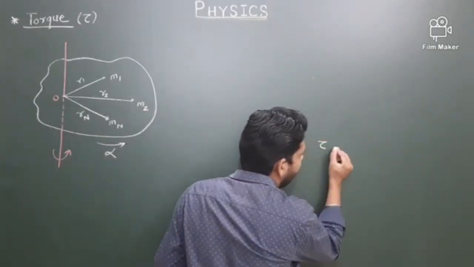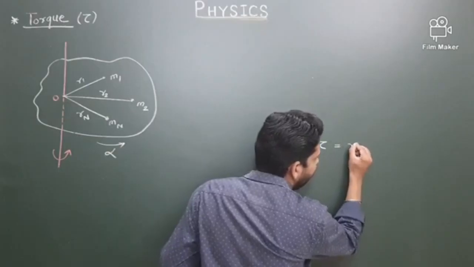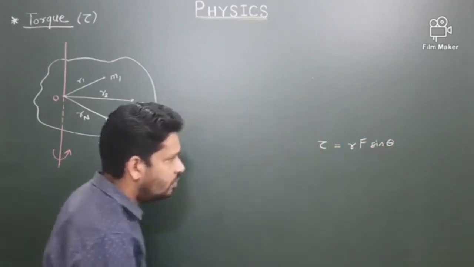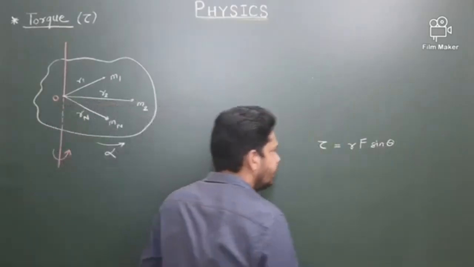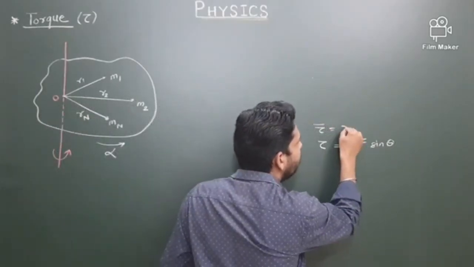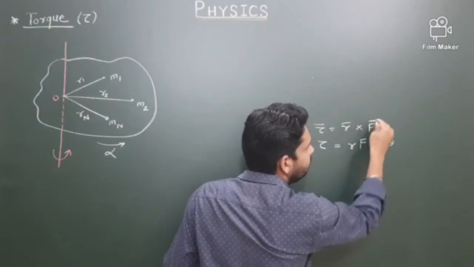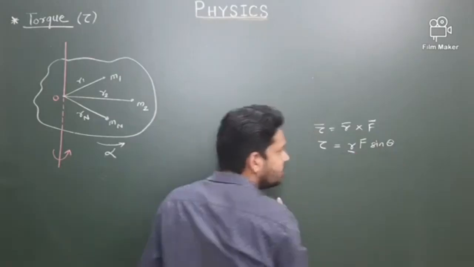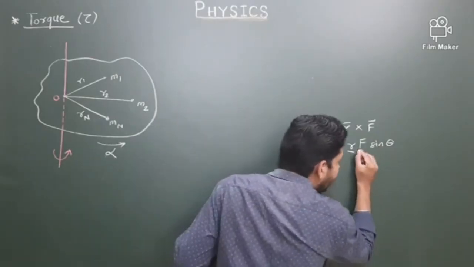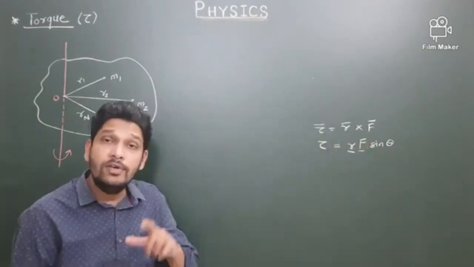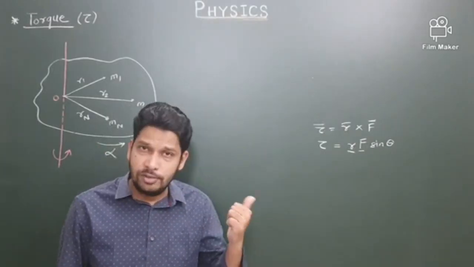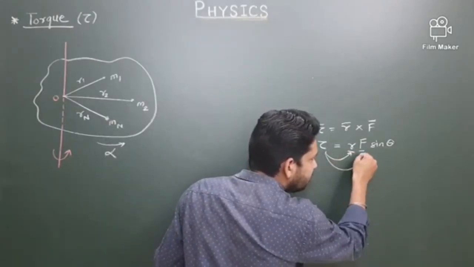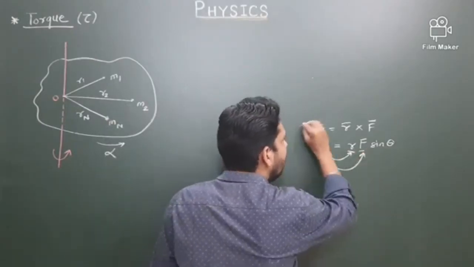You have to find out torque. The formula of torque is tau equal to r F sin theta. The formula was tau bar equal to r bar cross F bar. It's a cross product, that is why sin theta came. r is the distance from the axis. What is F? F is a force, from which motion? Linear motion. So if you want to find torque, we have r, then what else is needed? The force.